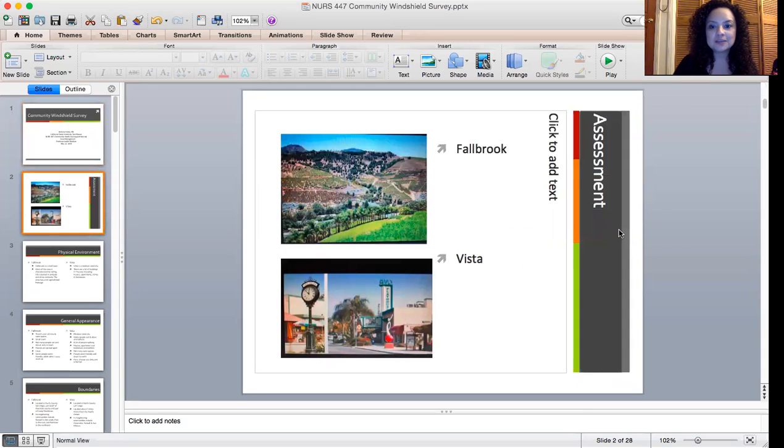So for this assignment, I chose to assess Fallbrook, California, which I have chosen as my middle to upper income community, and Vista, California, which I chose as my lower income community.